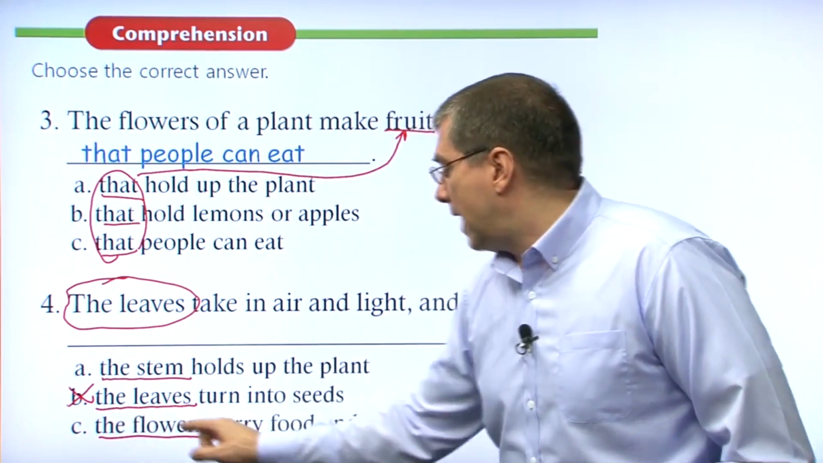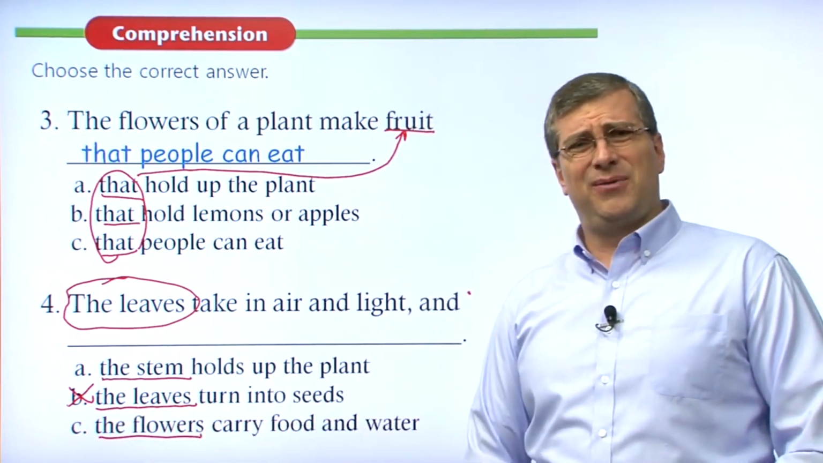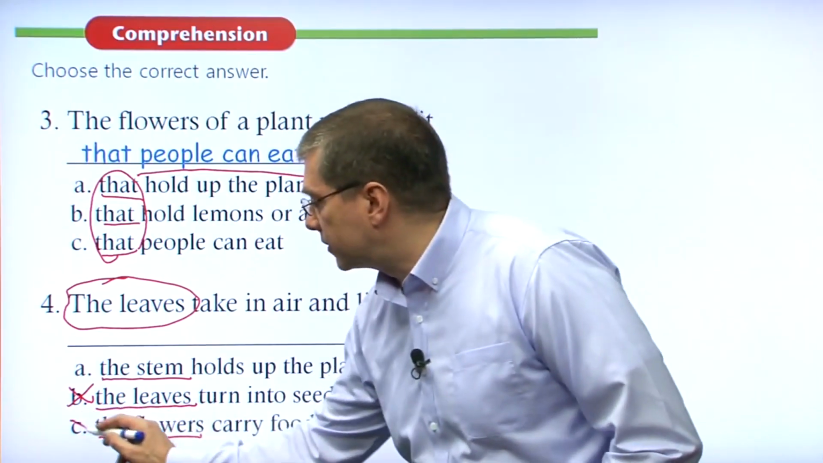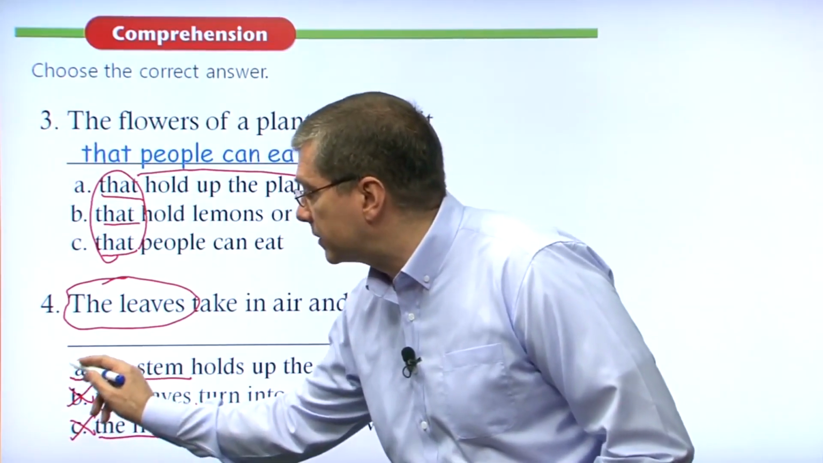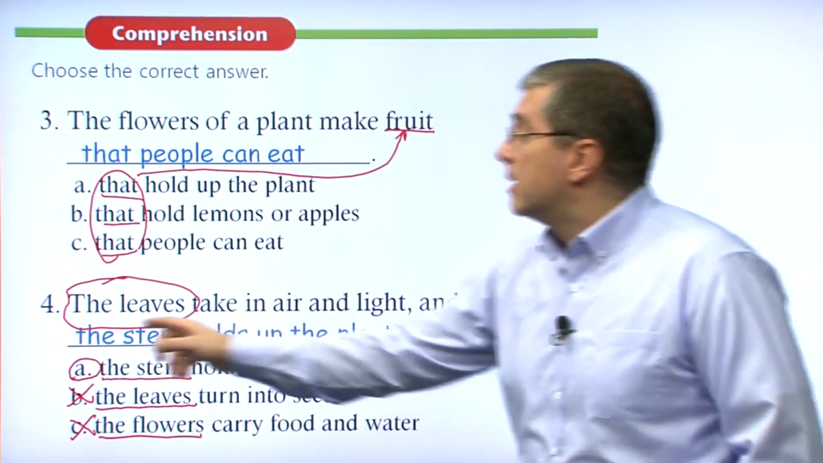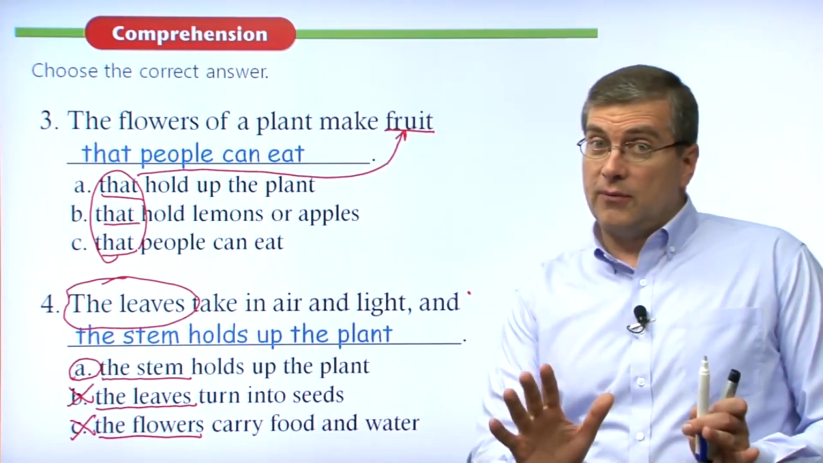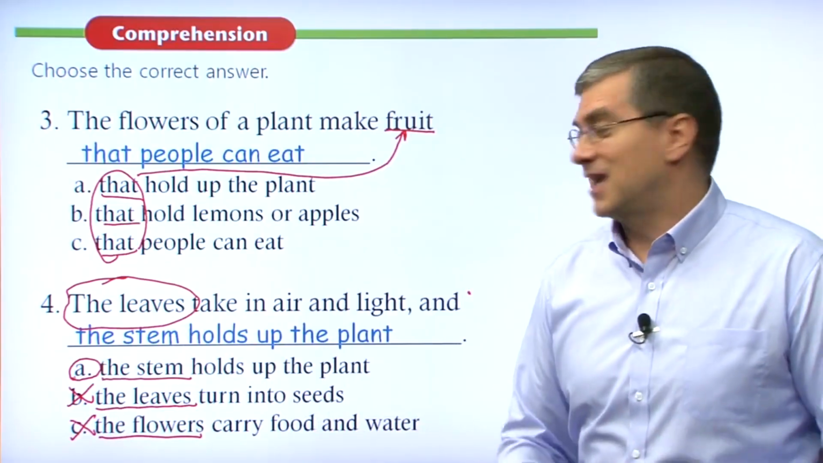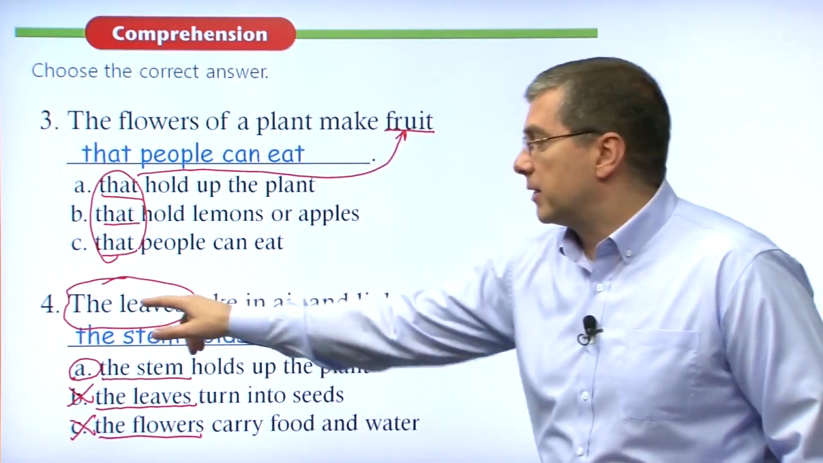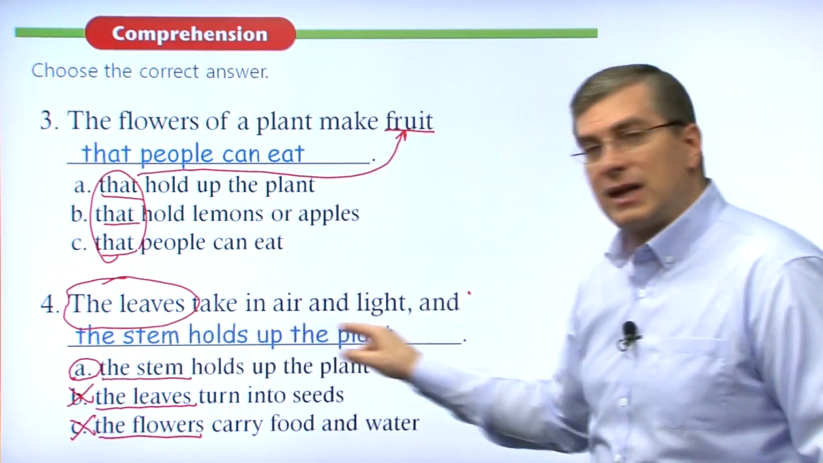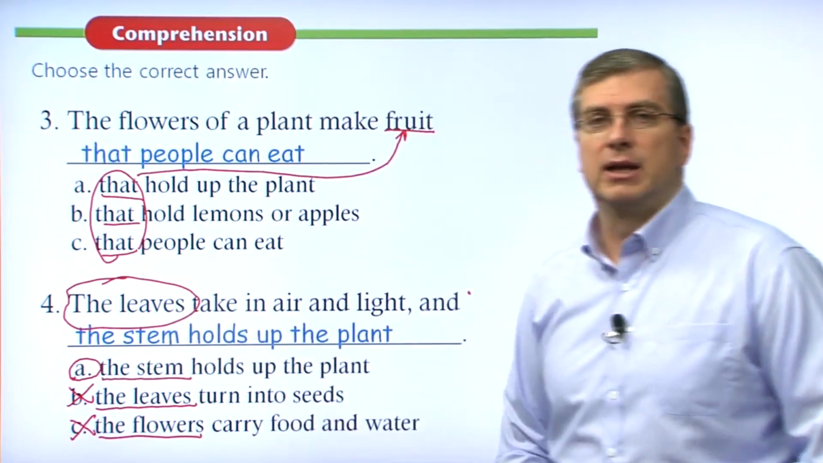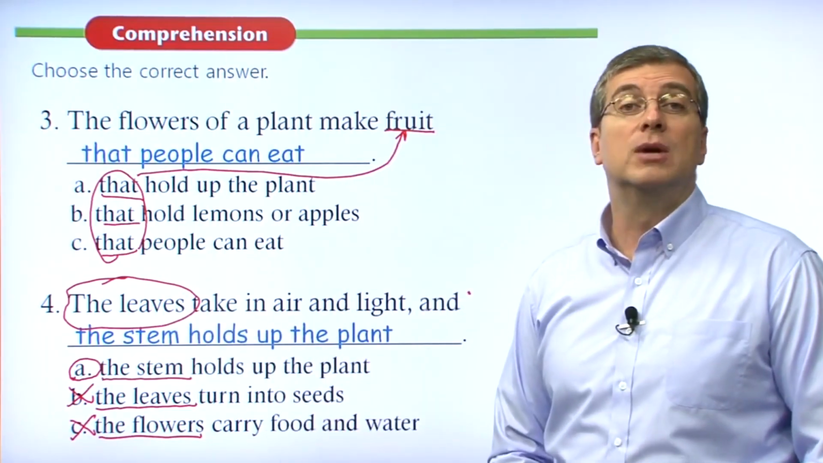Let's look at C. The flowers carry food and water? No, the stem carries food and water. The flowers don't do that, so that is also incorrect. Our only true answer is A. The leaves take in air and light, and the stem holds up the plant. So be careful, this is a little difficult of a sentence. Two subjects. One, the leaves. Two, the stem. So you don't really need to worry about the first part of the sentence. The second part is what you really have to pay attention to, because we're changing the subject. So which is the true statement?